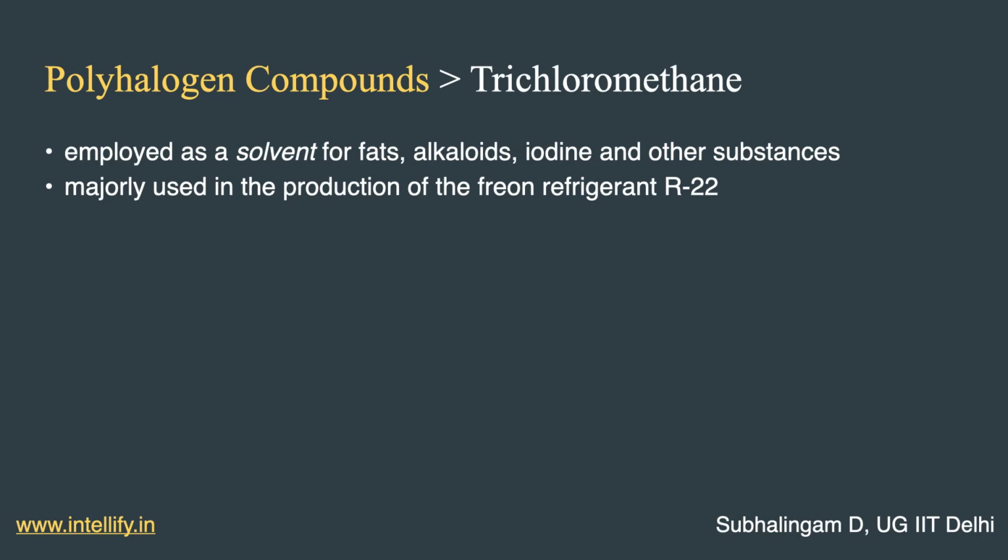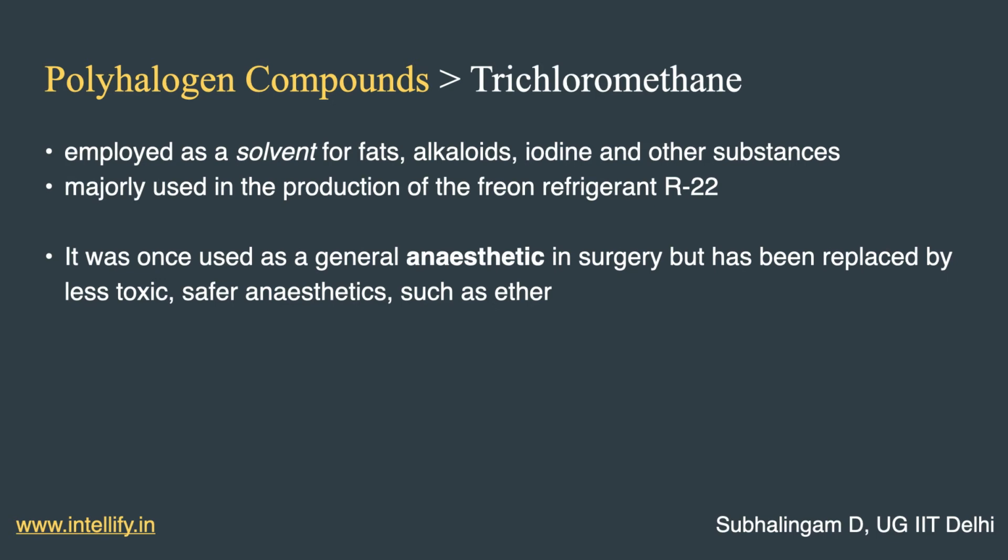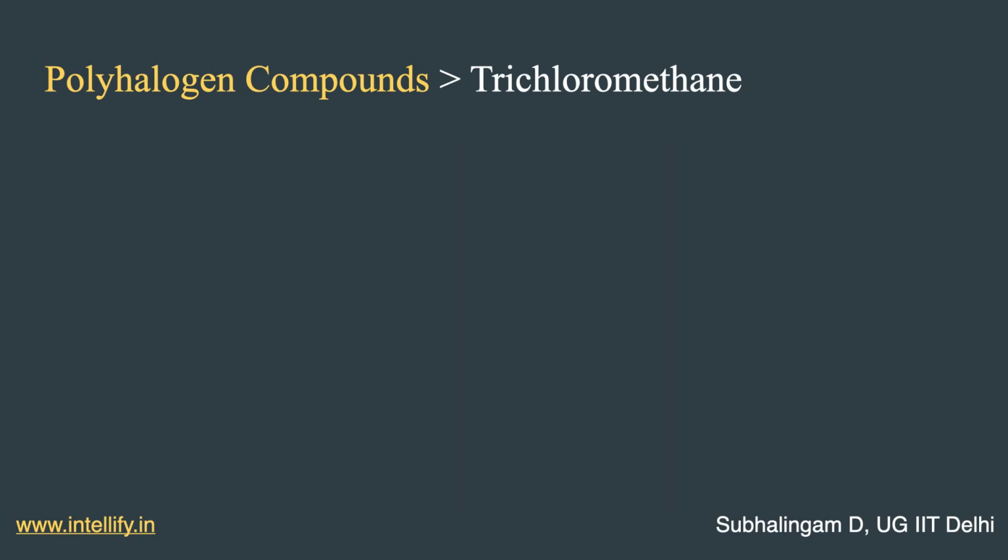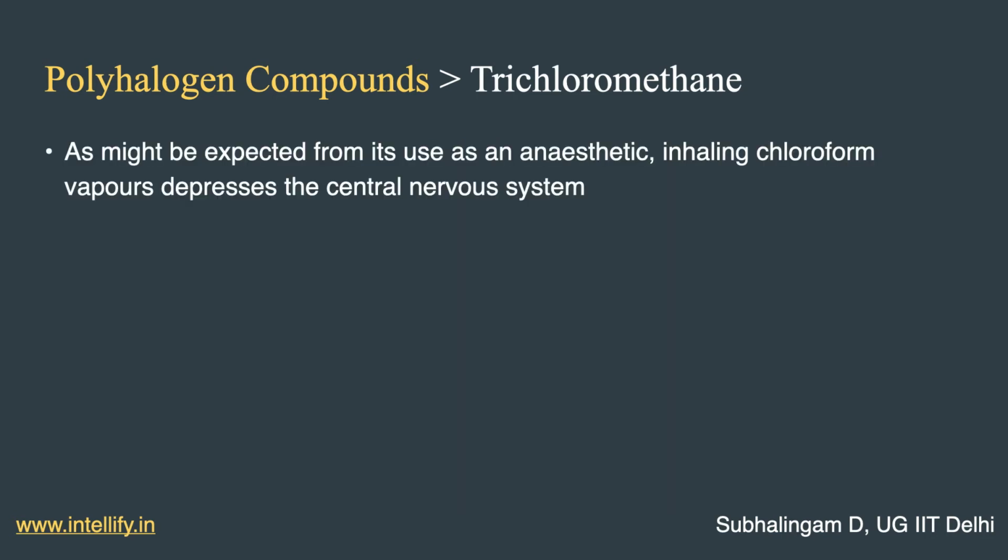It is majorly used in the production of Freon refrigerant, that is R-22, and it was once used as a general anesthetic in surgery, but now it has been replaced by less toxic, safer anesthetics such as ether. Since it was used as an anesthetic, you might have guessed that it depresses the central nervous system also. So here goes the first effect, that is, inhaling chloroform vapors depresses the central nervous system.